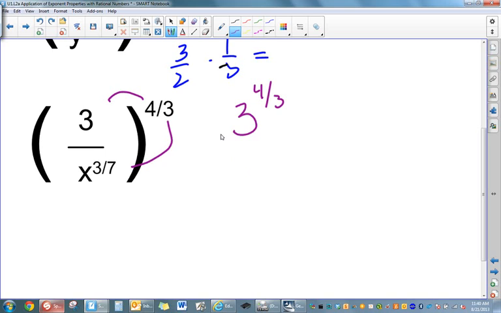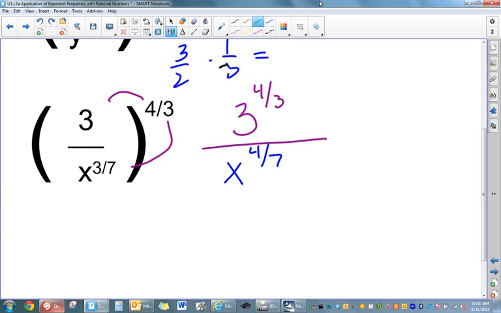On the bottom, you get x to the 4/7. So on top, I have 3 to the 4/3. On bottom, I have x to the 4/7. Medina, what's up? Let me talk about that next week. Okay? Let me talk about that next week.